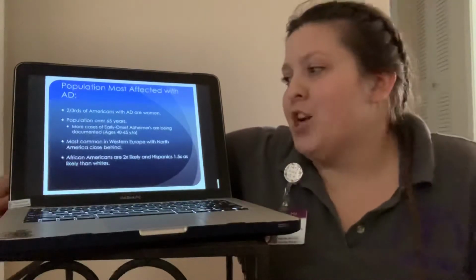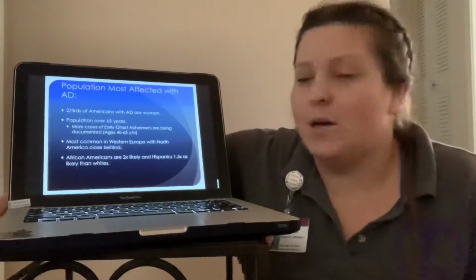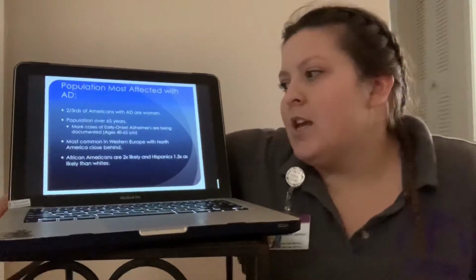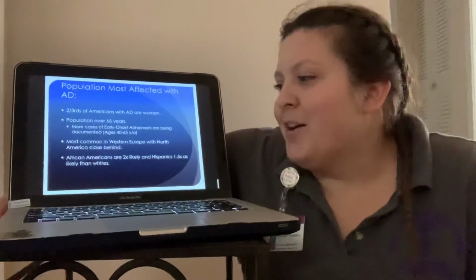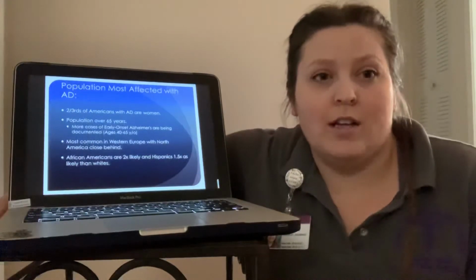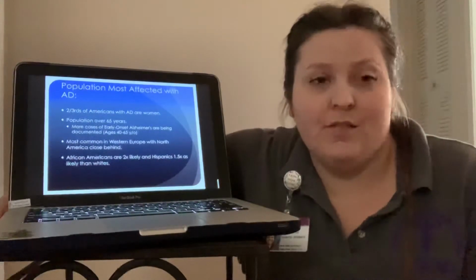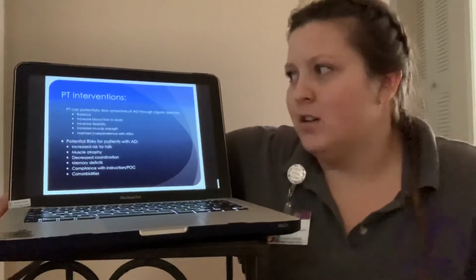So of course, the population over 65 years old, with early onset being between 40 and up. It's most common in Western Europe, but North America is right behind it. African Americans actually were twice as likely, and Hispanics were 1.5 times more likely to develop this disease than whites, which I thought was an interesting statistic as well.